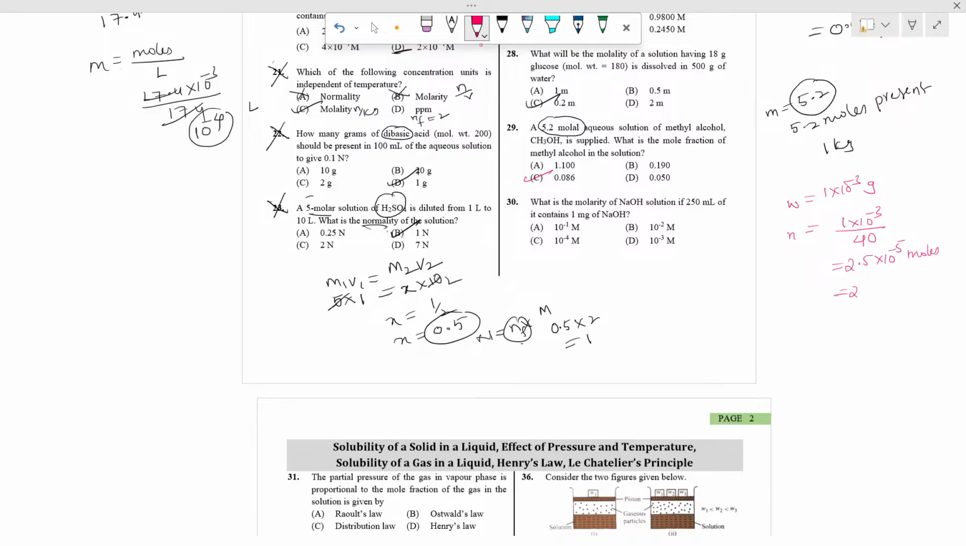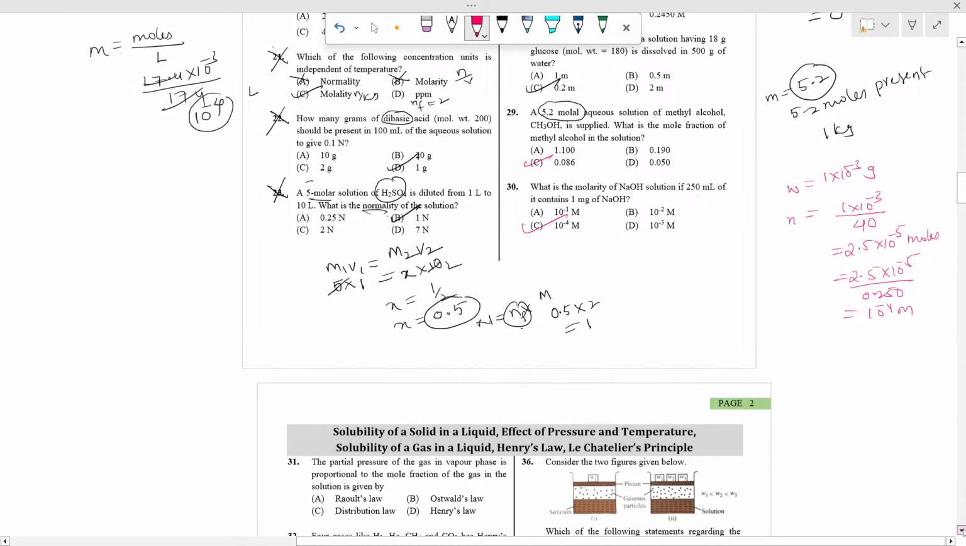That is 2.5 into 10 to the power of minus 5 upon 0.250. Milliliters of solution will be converted to liters. If you simplify this, 10 to the power of minus 4 M you will get. So the answer is C. Like this. Okay, go for the next question.